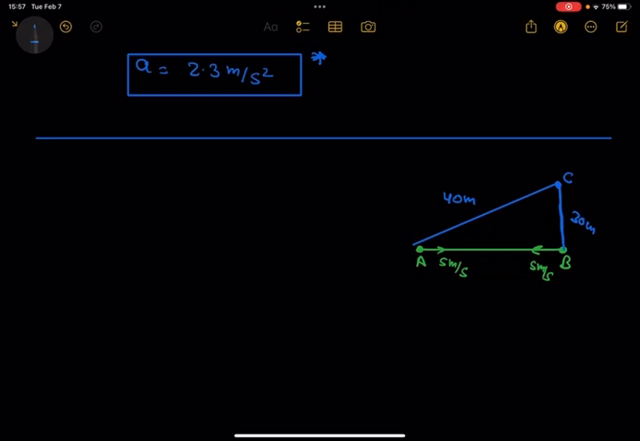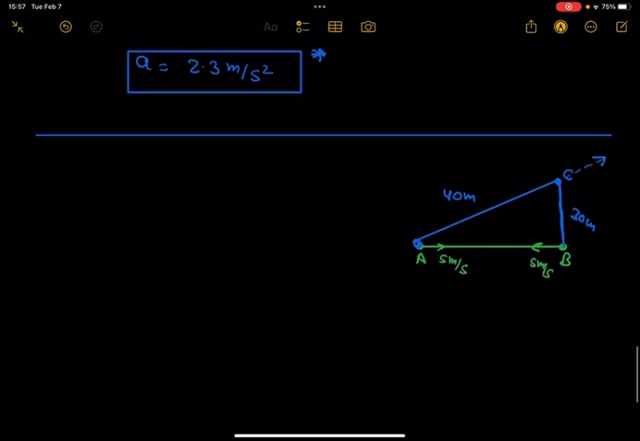At this instant, the question is asking what is the velocity of C. You know very well it maintains the 40 meter distance, so the velocity of C along this joining is also the same. That means this is 5 meter per second. This angle is theta, so this is 5 cos theta. So along the line joining, this velocity V is equal to 5 cos theta.